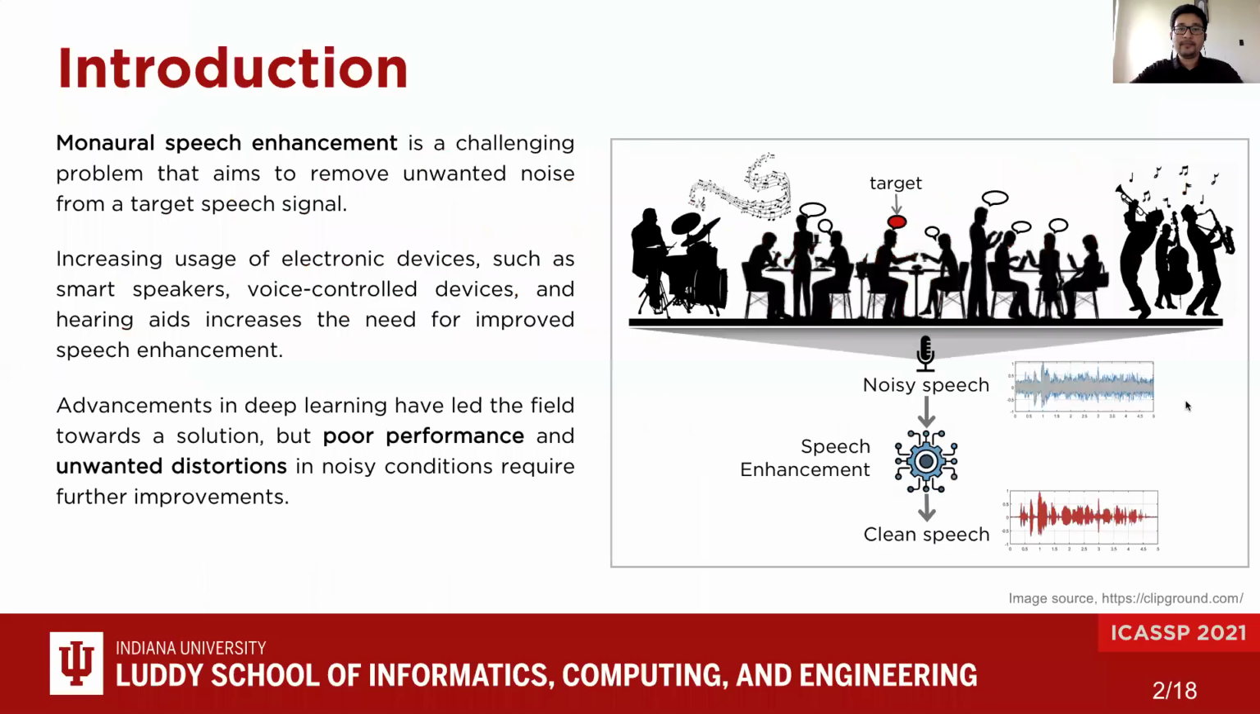Let's begin. As introduction, monaural speech enhancement is a challenging problem that aims to remove unwanted noise from a target speech signal. For example, we are in a restaurant where many people are talking, music is playing too. It is often hard to understand what my friend is saying who is sitting just in front of me. A monaural speech enhancement system captures all these sounds using only a single microphone. The captured sound is called noisy speech. Then, the speech enhancement system outputs the clean target speech by removing unwanted noises.